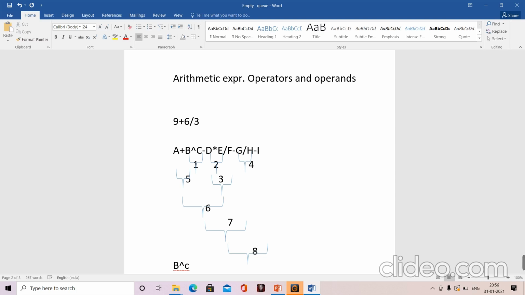Now, the number indicates the sequence of evaluation of operations. If you want to override the precedence rule, then we can use parenthesis also. All right, we can use parenthesis. So this is called your Polish notation. All right, this is called your Polish notation. Now we will be learning another application of stacks.